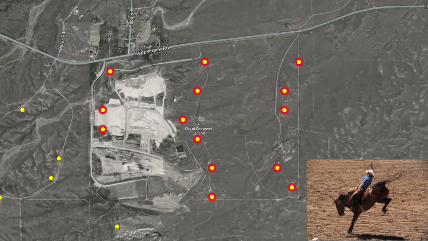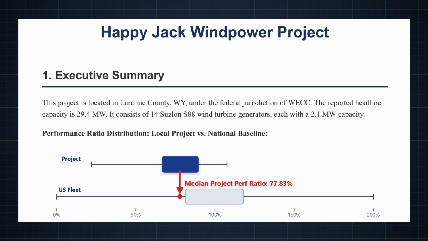Today's topic is going to be the structure of my reports. I'll be using a local project, the Happy Jack Wind project, as a sample for now. So first off is the executive summary, and I start here with a couple of box plots.